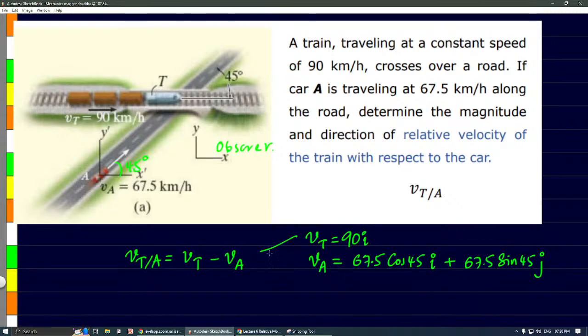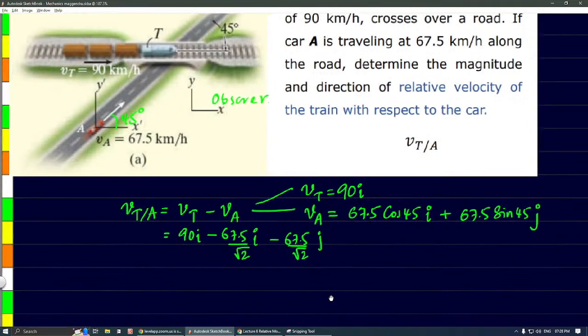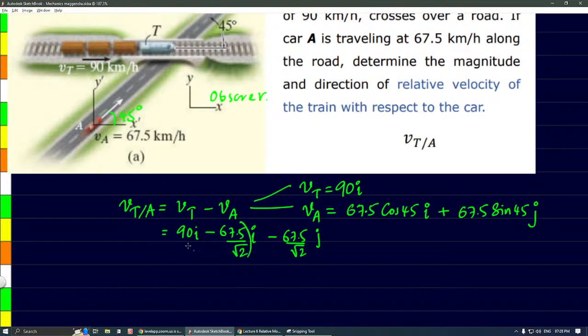Now substitute both of them here and you will get 90 i, and then minus 67.5 into cos 45, which is 1 by root 2. Then this will also become minus, because when you open the brackets, the minus gets multiplied to both. So minus 67.5 again by root 2 of j. So you can take i common and find this.